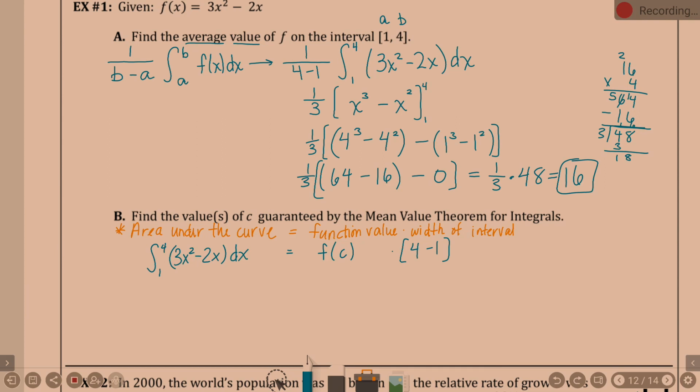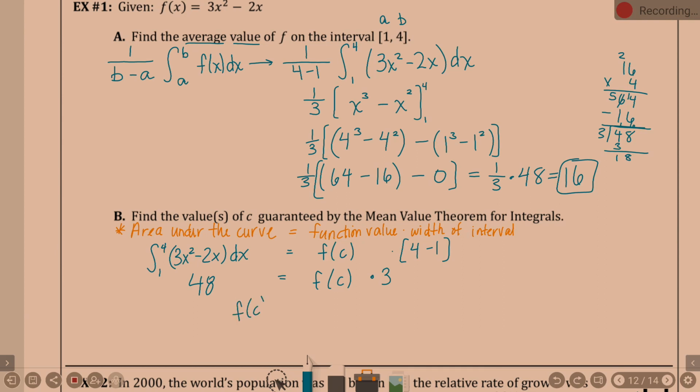Now, what's the value of the integral from 1 to 4 of 3x squared minus 2x? 48. Are you guys good? It's 48, it's not 16, yes? Because it was going to be a third of 48, so this was 48. So we have the idea that 48 is equal to f of c times 3. What does that tell you f of c is? 16.